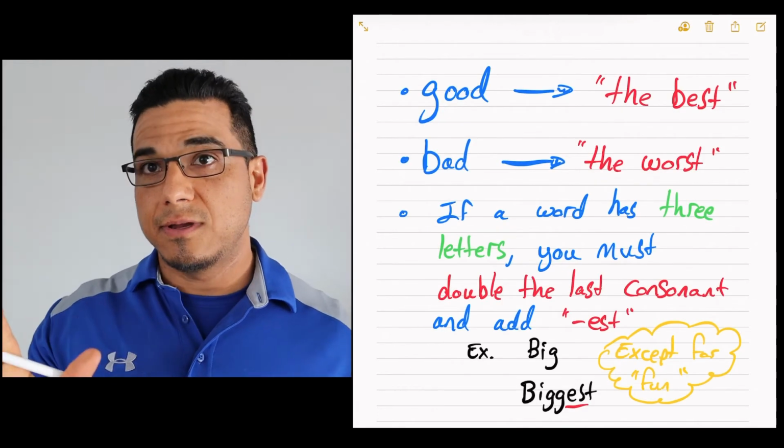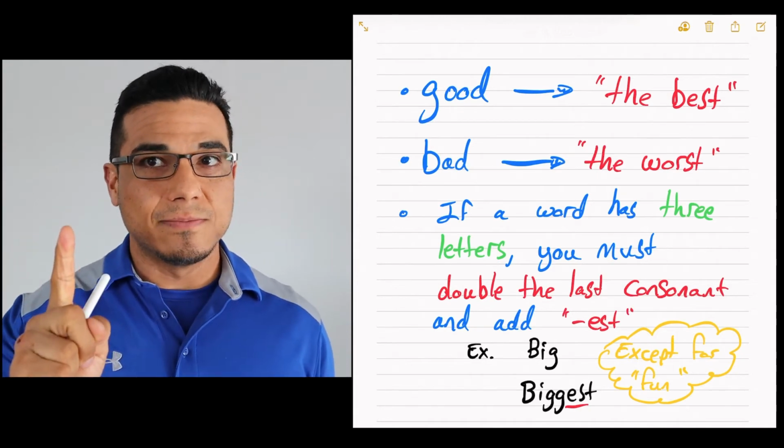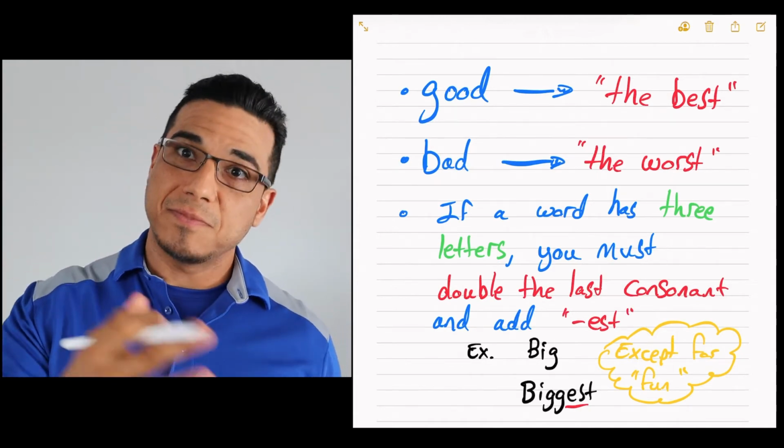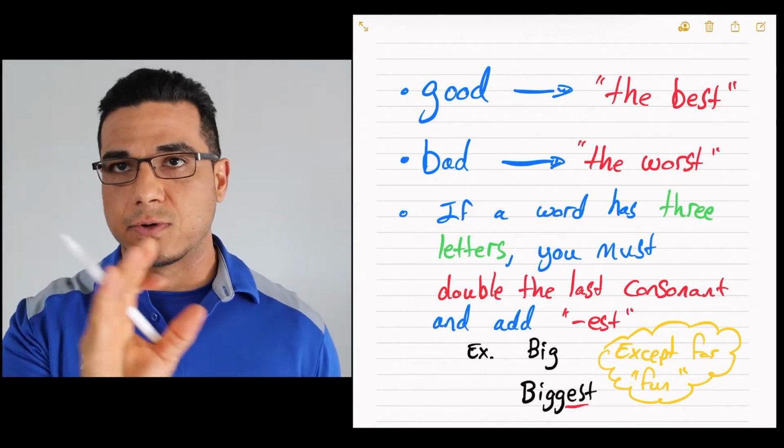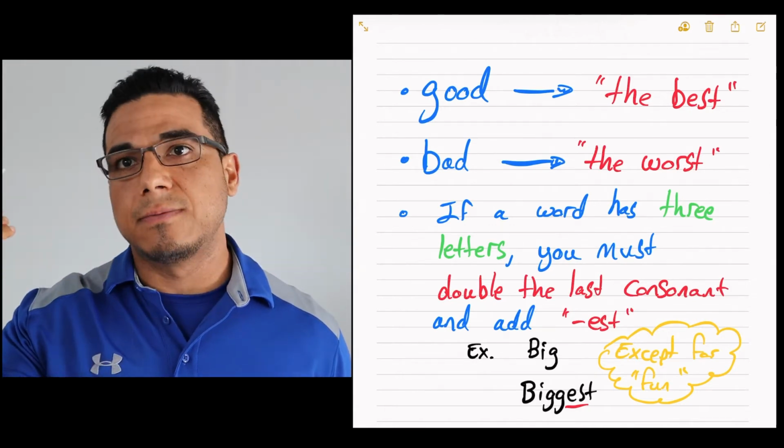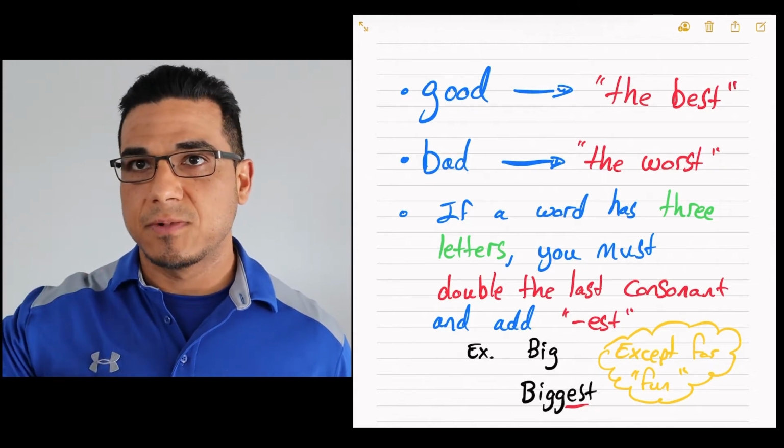So the word good is one syllable. You would expect, in the first rule that we discussed, to just add est to the word good, right? It's one syllable. I'll add est, call it a day.